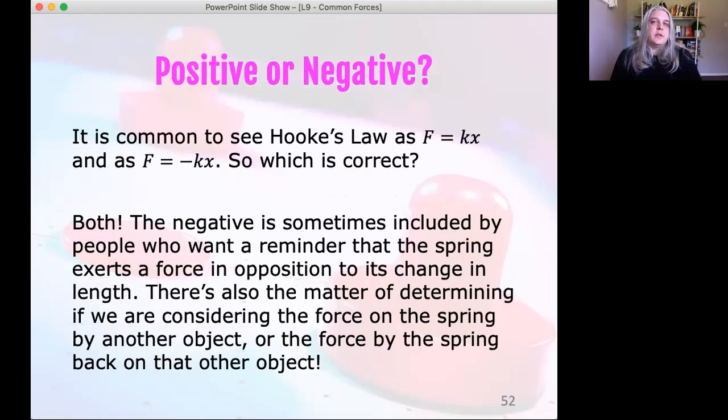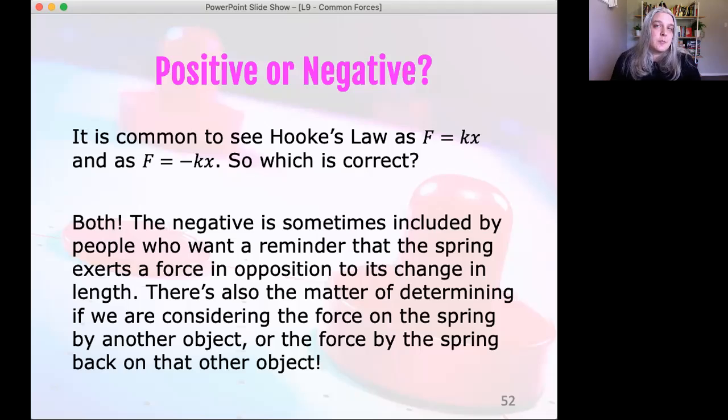The other thing that's a common problem with Hooke's law is the idea of plus or minus kx. So sometimes you'll see it written as F equals kx, other times you'll see it written as F equals negative kx. So which is correct? Unfortunately, both are. Both are correct because it depends on whether we are talking about the spring as our system or the objects attached to the spring as our system, or indeed the whole thing as our system.